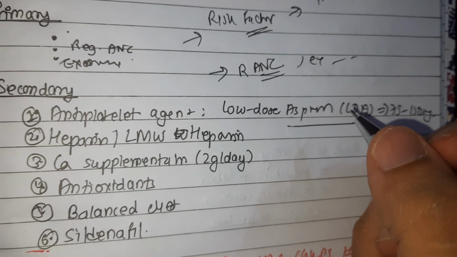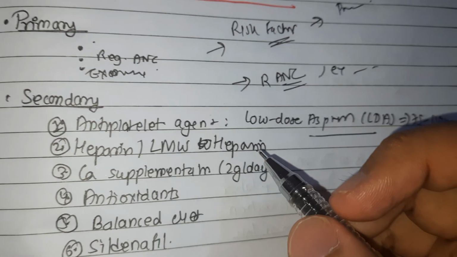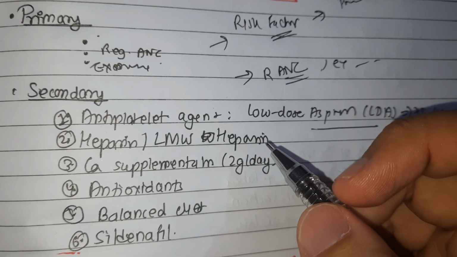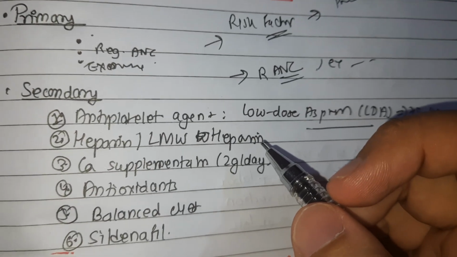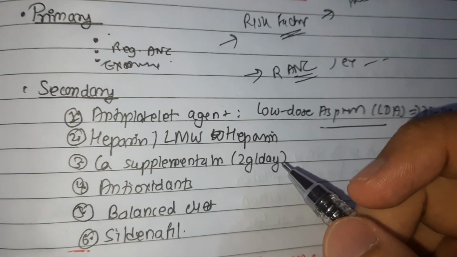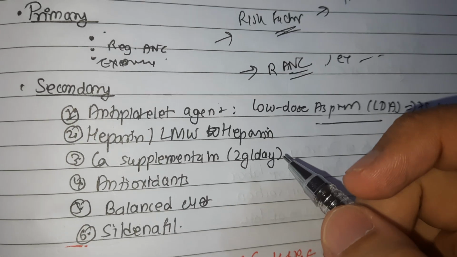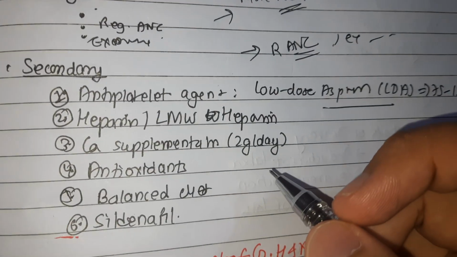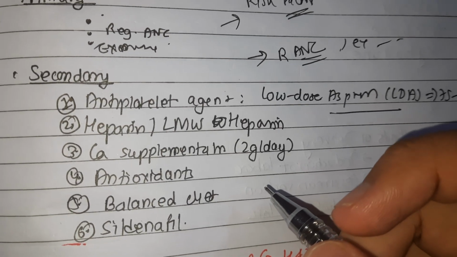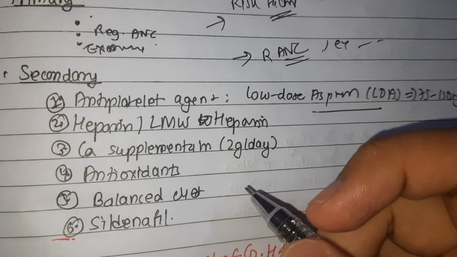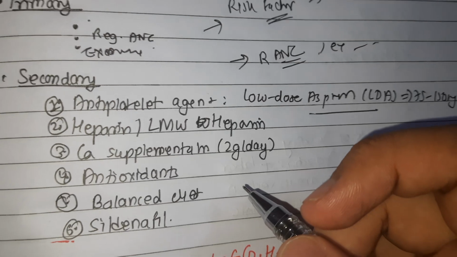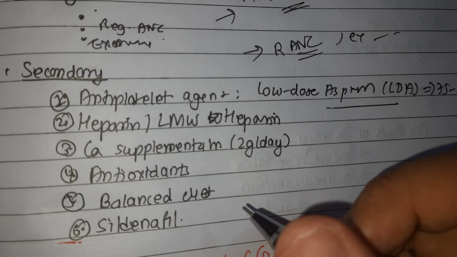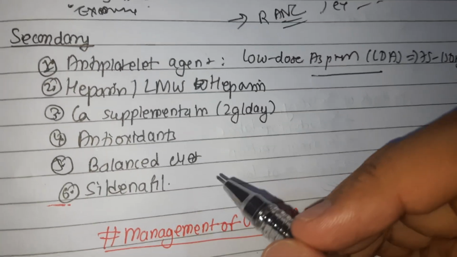Heparin or low molecular weight heparin is useful in women with thrombophilia and high risk pregnancy, and it is not recommended routinely. Calcium supplementation, 2 gram per day, reduces the risk of gestational hypertension. Antioxidants like vitamin C and E, nutritional supplements including magnesium, zinc, fish oil, and a low salt diet have been tried but are of limited benefit. A balanced diet rich in protein may reduce the risk, and sildenafil is of some limited value.